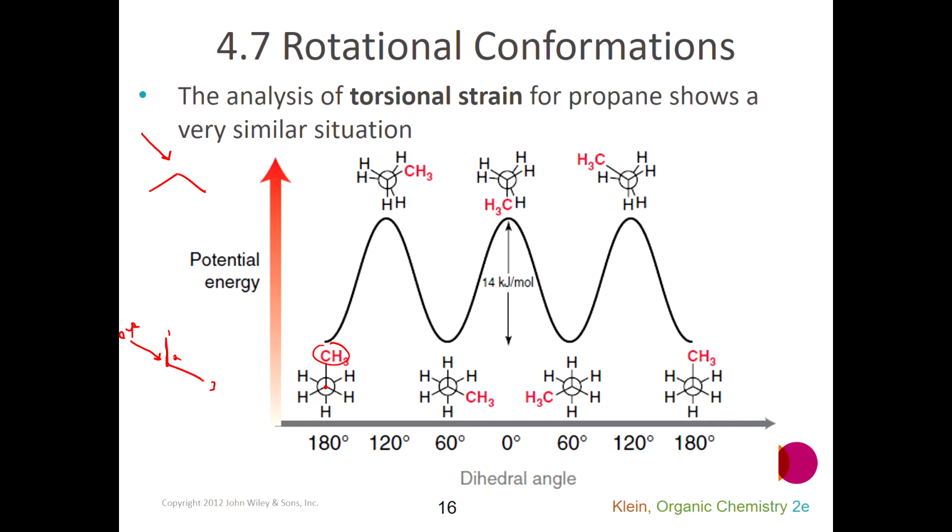So if those hydrogens initially are staggered with that methyl group, because the methyl group's lined up between them instead of eclipsing with one of them, that creates the lowest energy state for propane.